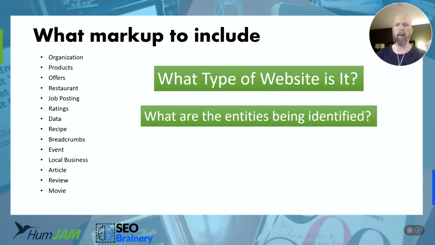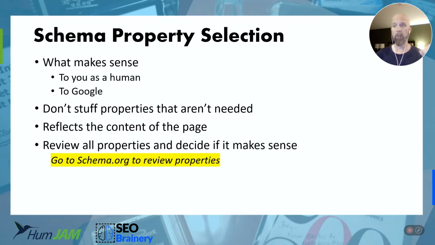So what do you actually include in your schema? We have to start with, what are we talking about? Are we going to create an organization? Do we have a product? Is this a restaurant? What are the different types? I'm going to give you a resource where you can check through all the different restaurant types. So what type of website are we talking about here? Is this for an author? Is this a blog article? Is it a branding site? And what are the entities being identified, just like we talked about in the previous sections, and we're going to show you how to do that.